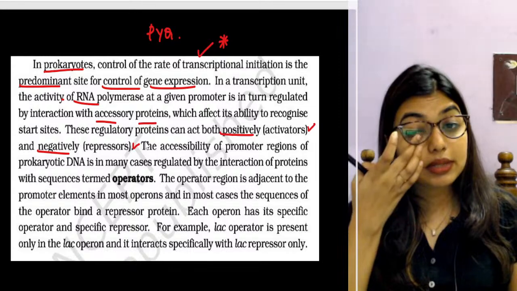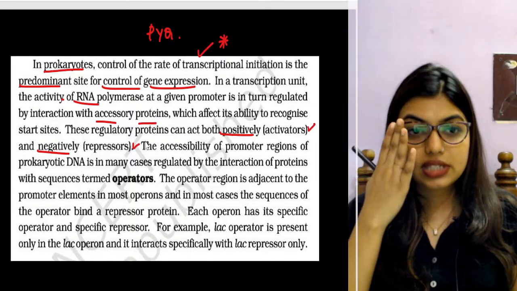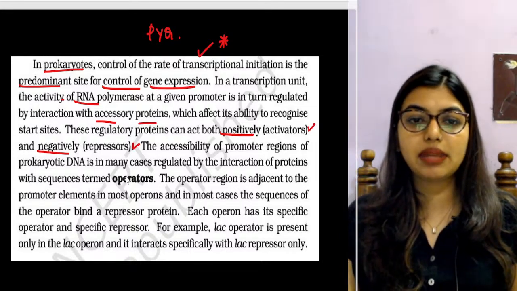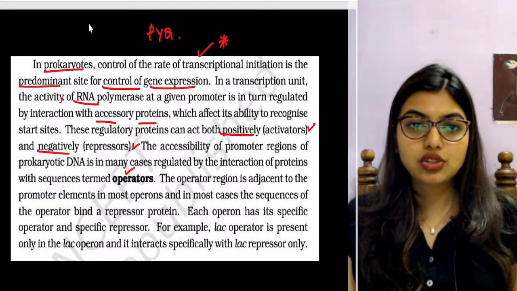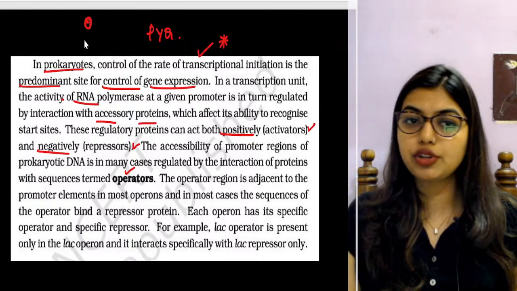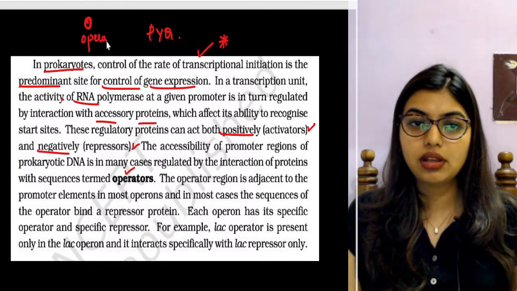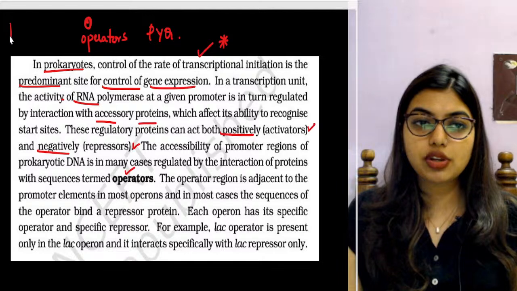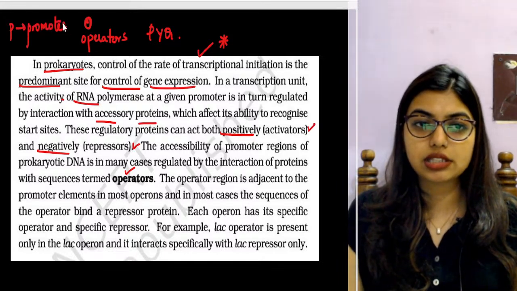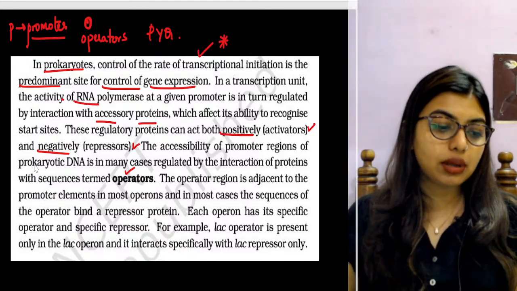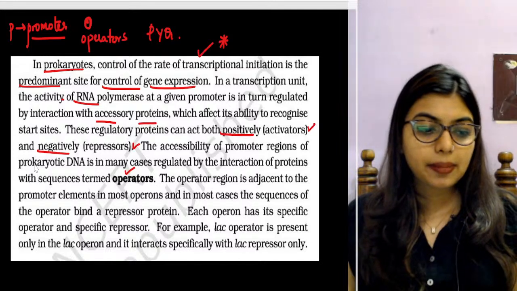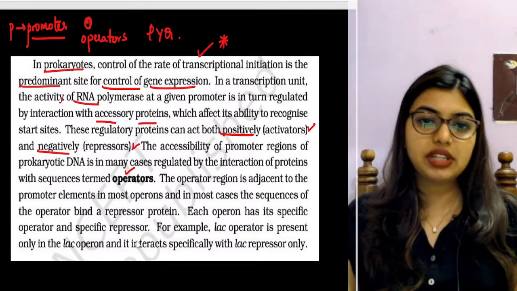Okay, the accessibility of promoter region of prokaryotic DNA in many cases is regulated by the interaction of protein with sequence termed as operator. So students, the O region where this is going to go and bind, that is called the operator. Okay, and the P region is going to be the promoter, where the RNA polymerase will come and bind to start the transcription, but it will not be able to continue. Okay, yes. Tanuja, after we read this paragraph.